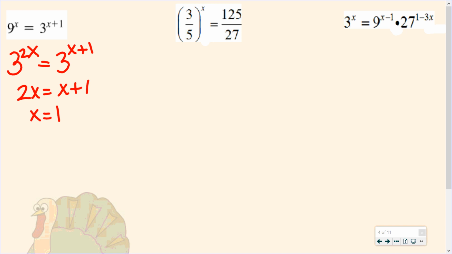So let's start with the right side. 125, what could I do with that? That's 5 to the 3rd, power of 5. Okay. What's 27? 3 to the 3rd. So this one, you may be able to actually look at it and figure out what number is missing there. What number does x need to be to make that equation true?